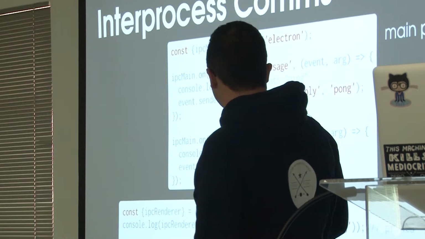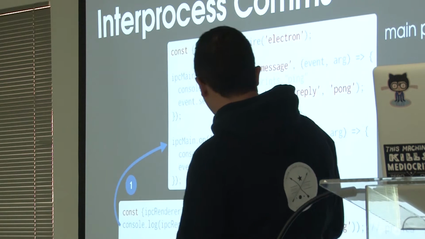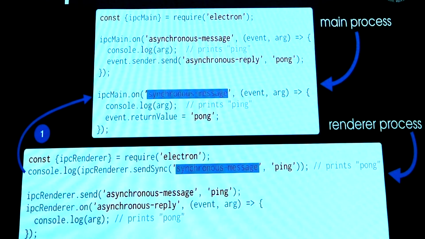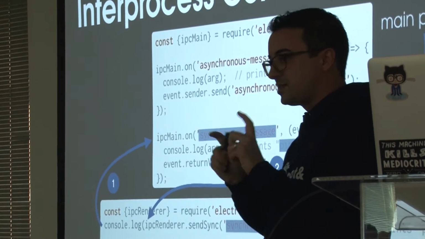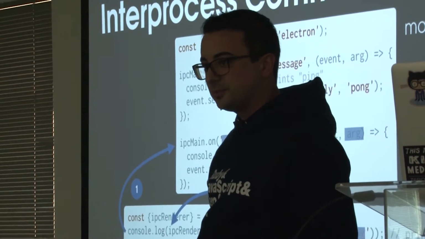So let's send a synchronous message first. You can see over there, we send a synchronous message from the IPC renderer object to a channel on the main process that's listening for synchronous messages, and it's called synchronous message. We send it an argument called ping, and then it comes in there, and we'll print out ping. And then we return a value over there, and we'll print out pong on the renderer side. So that's how these two processes can communicate, and that's a synchronous transaction.